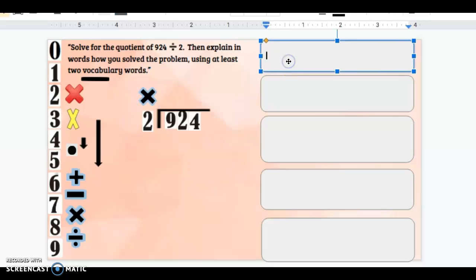So we're going to type that. First, rewrite the problem with 924 as your dividend and 2 as your divisor. You're going to ask yourself, how many times does 2 go into 9?